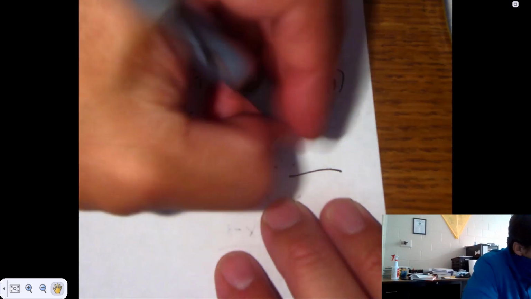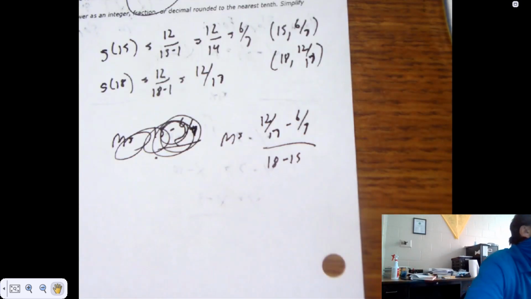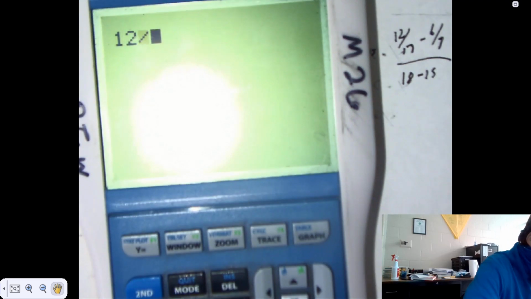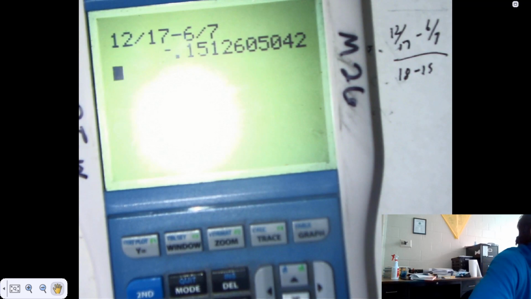But the numerator is 12/17 minus 6/7. The denominator is 18 minus 15. I mean, I'd probably do it in my head, but you don't have to. Of course, you guys like to use your little phone calculators. But I happen to have a TI-84 in front of me, so that's what I'm going to use. 12/17 minus 6/7 is that. What's the denominator going to be? 3. You know, everybody should be able to figure out the denominator is 3.